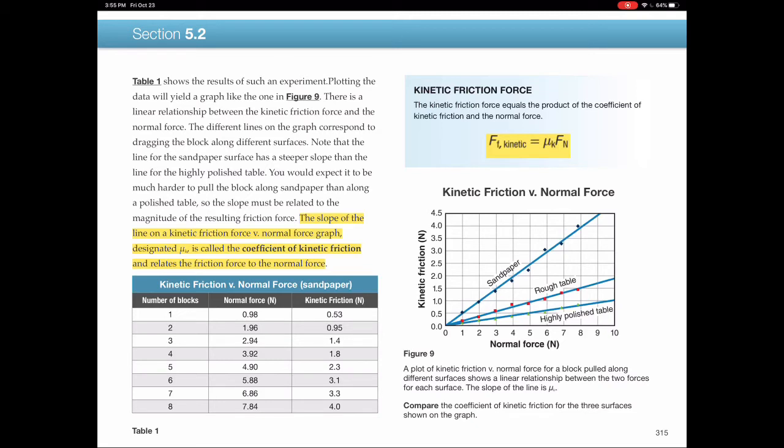The slope is what is known as the coefficient of kinetic friction. You can see here in mathematical form, the force of kinetic friction is equal to this coefficient of friction represented by the symbol mu sub k times the normal force.